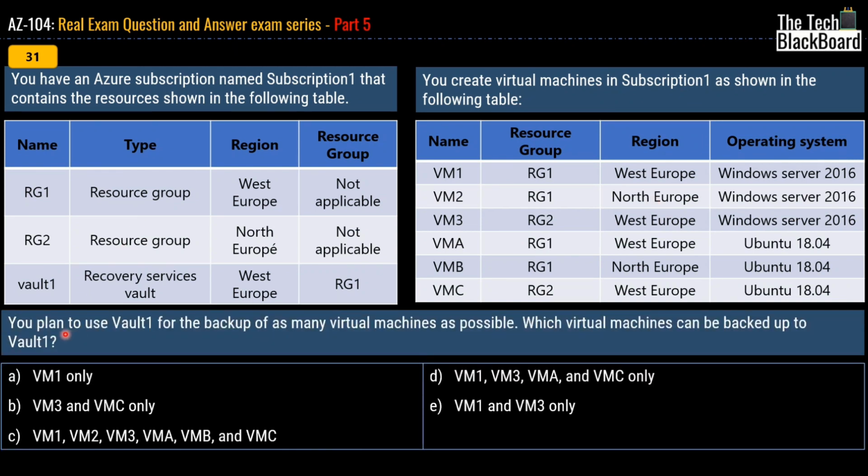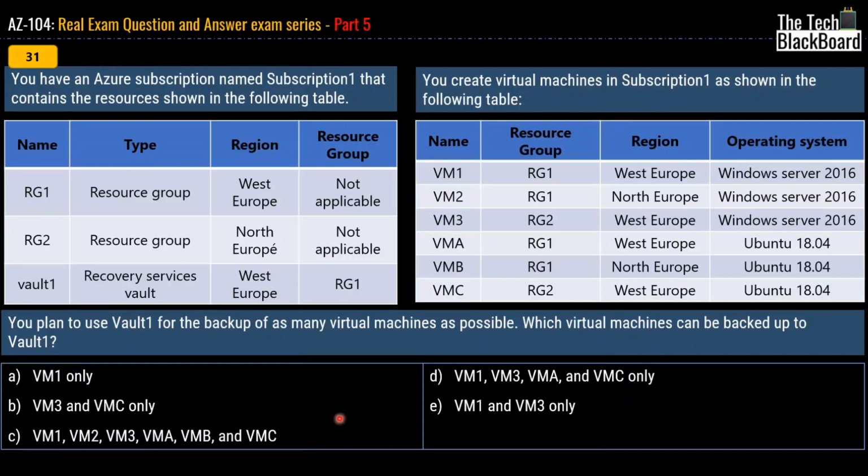The question asks that you plan to use Vault1 for the backup of as many virtual machines as possible. Which virtual machines can be backed up to Vault1? Your options are: VM1 only; VM3 and VMC; VM1, VM2, VM3, VMA, VMB or VMC; then VM1, VM3, VMA and VMC only; and the last one is VM1 and VM3 only. So which one of these combinations of virtual machines do you think can be backed up in Vault1?